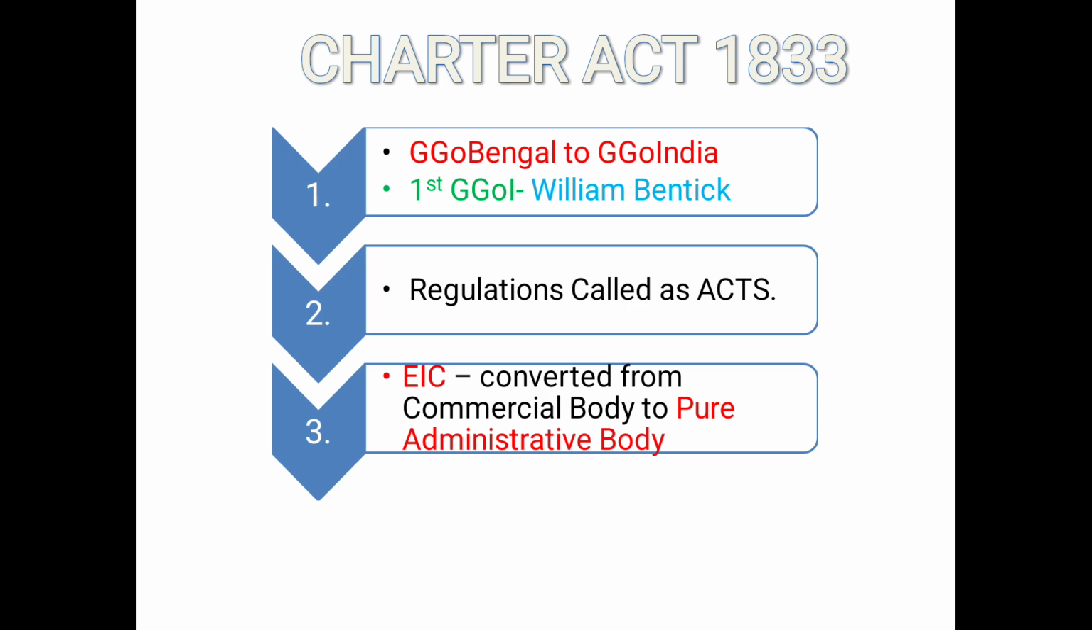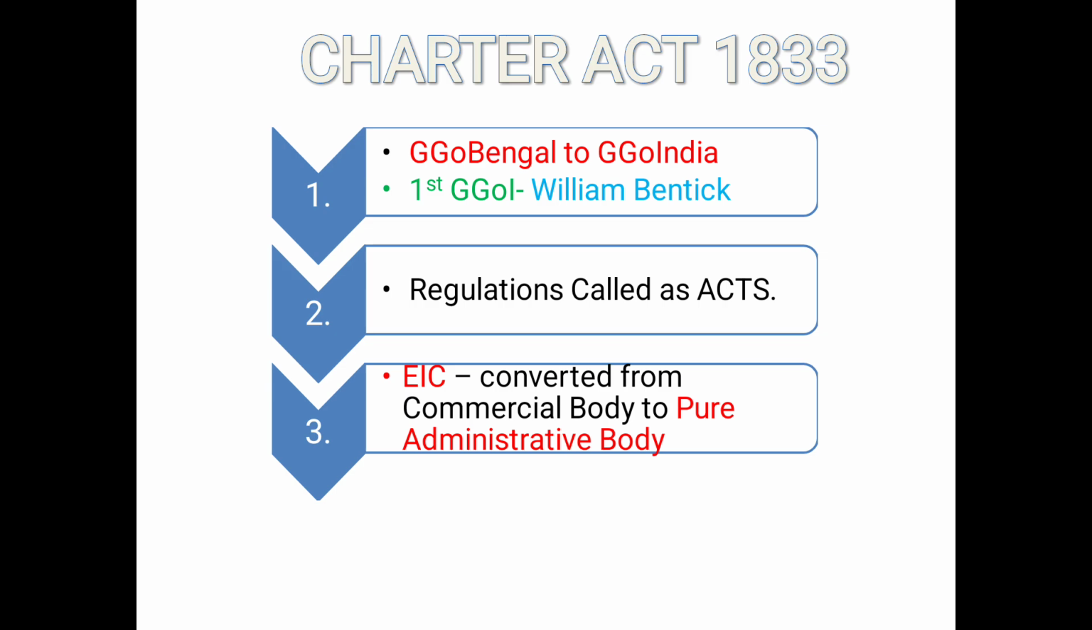This act was the final step towards centralization. Centralization in British India started with this act. It made the Governor General of Bengal the Governor General of India. We have seen previously that in the Regulating Act, the Governor of Bengal was named Governor General of Bengal. And in the Charter Act of 1833, the Governor General of Bengal is called the Governor General of India. Now he will rule the whole of India. And the first Governor General of India is Lord William Bentinck.